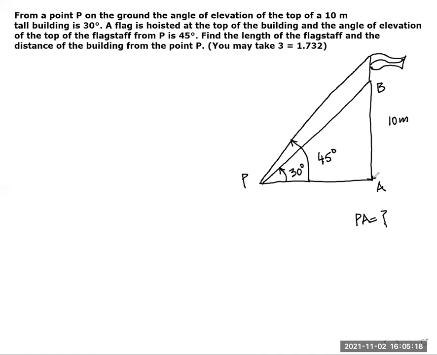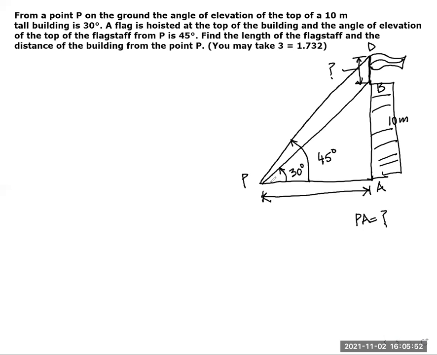This is the building. This is the distance of the building from point P. We have to find this, and then we have to find the length of the flagstaff. What is a flagstaff? Only the pole, meaning this length. We want to find out this length. So let us say this point is D, this is B, A, and this is P.